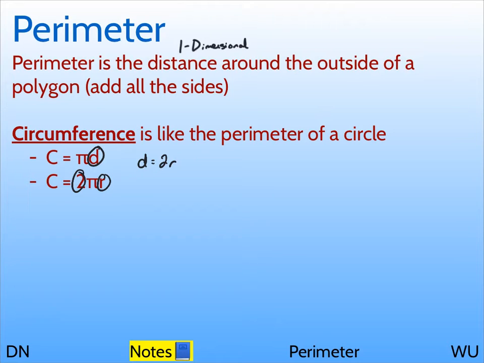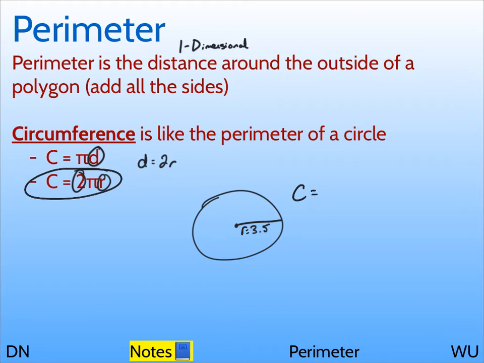So if I had a circle from the beginning, like if we had this circle, and the radius was 3.5, like in the do now, the circumference of this, well, since I already have the radius, I'll probably just use this one because it already has radius in it. So it'd be 2 times pi times the radius of 3.5, which equals 7 times pi.